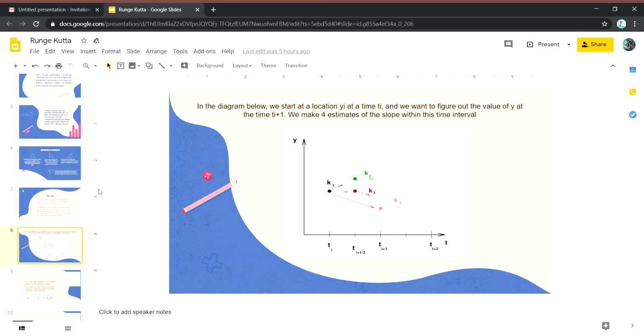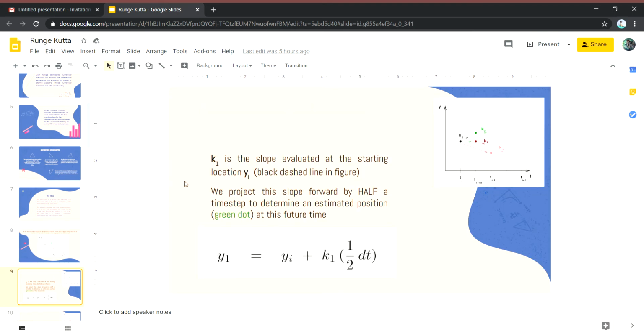As you can see in the diagram below, we start at a location y_i at a time t_i, and we want to figure out the value of y at the time t_{i+1}. So we make 4 estimates of the slope within this time interval. Next, K1 is the slope evaluated at the starting location y_i, which is the black dash line in the figure. We project this slope forward by half a time step to determine an estimated position, which is the green dot, at this future time.